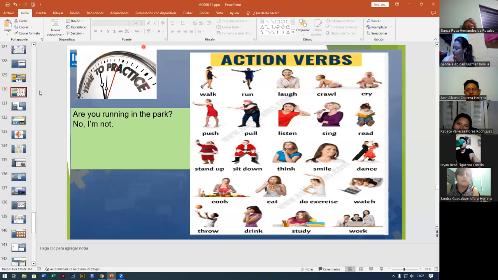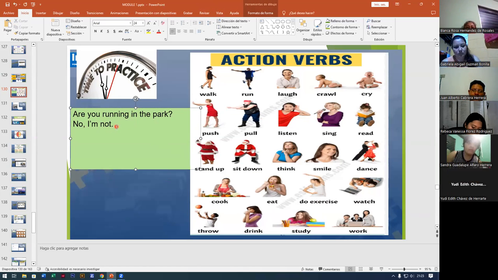Okay, let's continue with more practice, more exercise. We have a question, then we have the answer, but we have some action verbs here. We have the verb walk, run, laugh, crawl, cry, read, sing, listen, pull, push, stand up, sit down, think, smile, dance, watch, do exercise, eat, cook, throw, drink, study, and work. Let's formulate questions with these. For example, are you running in the park? No, I'm not. So now you're going to formulate questions.